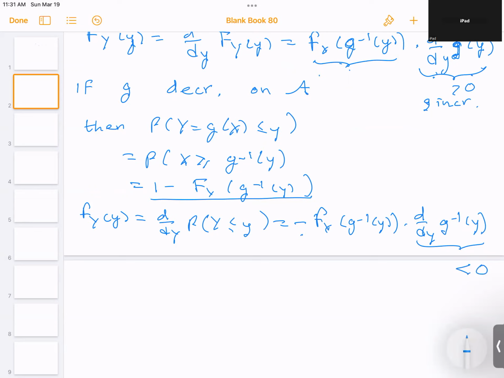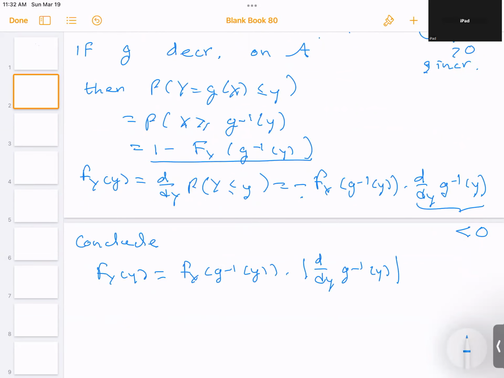So again, it's positive as it needs to be, and everything's okay. In other words, we can easily write this for either case. So we conclude that f_Y of y is equal to f_X of g inverse of little y times the absolute value of d/dy of g inverse of little y, for any monotonic g.